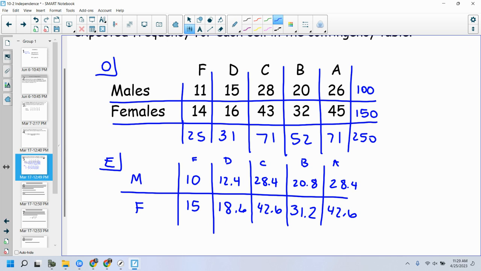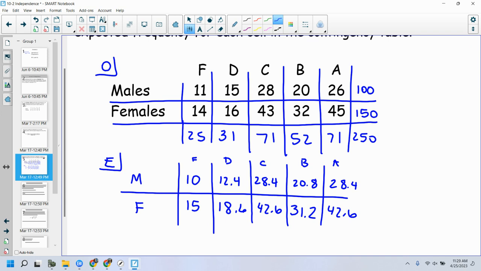All right, so those are my O's and my E's, right? This is the expectation, and remember, the expectation comes from how many total C's we had. Like this female C right there, 43. This comes from total C's I had, total females I had, total students I had, right? 71 times 150 over 250, that gets me to 42.6. That's the expectation that I should have gotten.